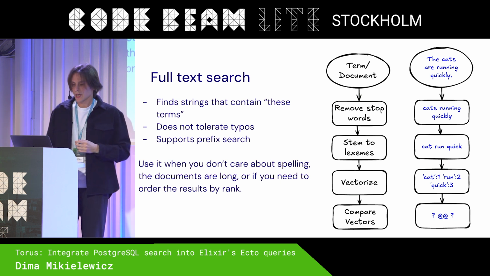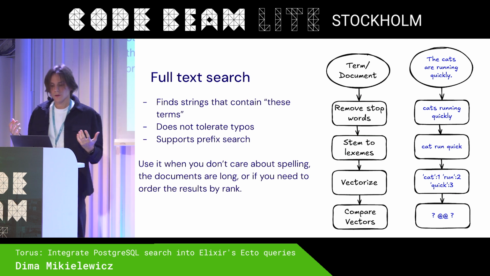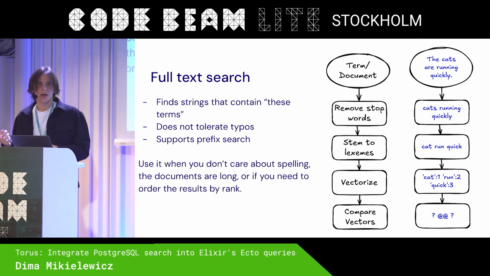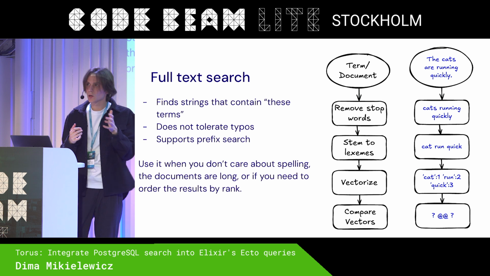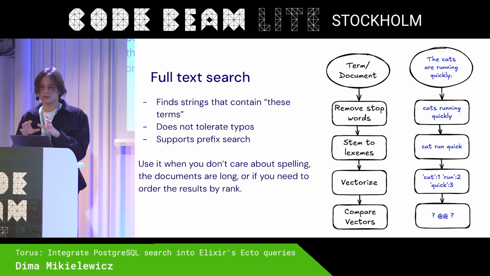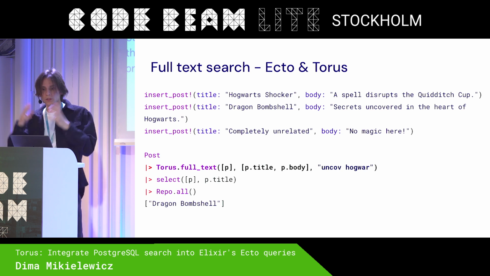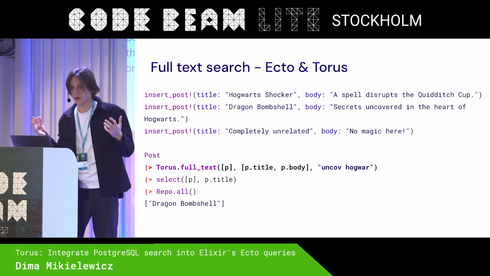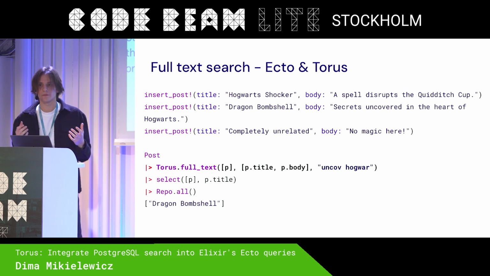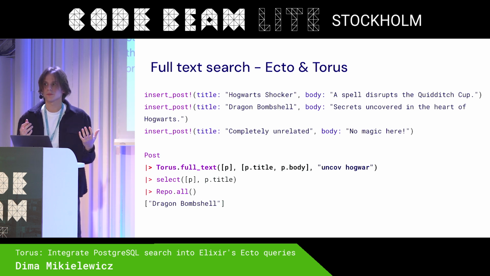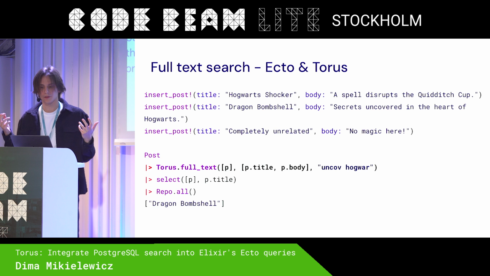Right? And we use full text search when you don't care about spelling, the documents are long, or if you need to order the results by rank. So full text search is really cool if you want to search something in a large amount of data. For example, in a book, or multiple books, or multiple posts, because comparing vectors is super fast, and stemming, like creating this vector, is also relatively fast.